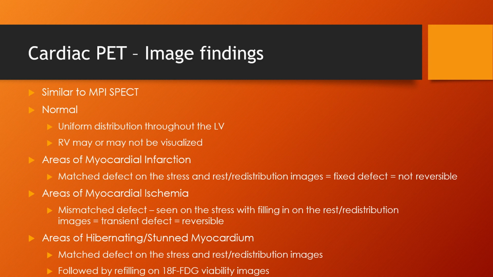Areas of myocardial infarction will have a match defect on stress and rest. This is a fixed defect, also known as not being reversible. And then the areas of myocardial ischemia will have a mismatch defect where the defect will be seen on stress, and the rest or redistribution images will look normal. Areas of hibernating or stunned myocardium will have a match defect on stress and rest. And then if an FDG study is followed, then it will have refilling seen on that test.